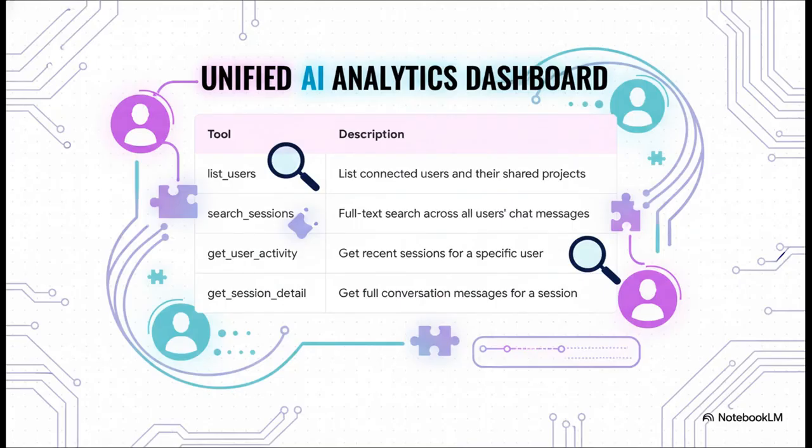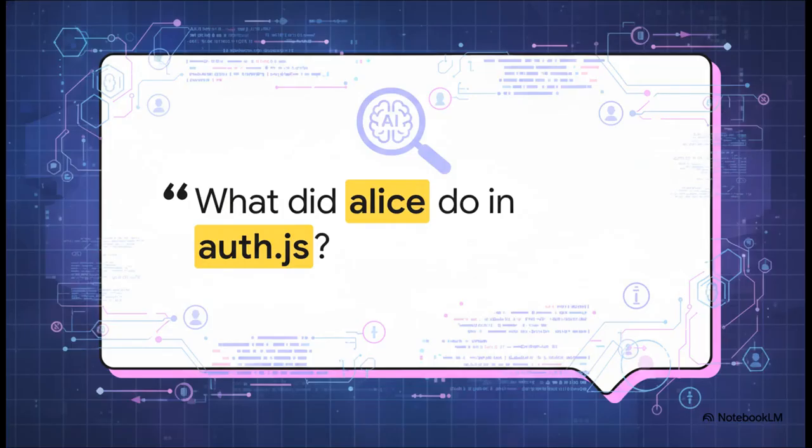Once you're all connected, you unlock this whole new set of tools for your AI. You can run a full text search across everybody's conversations. You can pull up a specific teammate's recent activity, or even look at a full conversation to see how they reasoned through a problem. It's like creating a shared brain for your project. And this is where it really clicks. Imagine this. Instead of bugging your teammate or digging through endless commit logs, you can just ask your AI, what did Alice do in auth.js? It can then go into her shared history and give you a real context-aware answer. That's an unbelievably powerful way to work together.